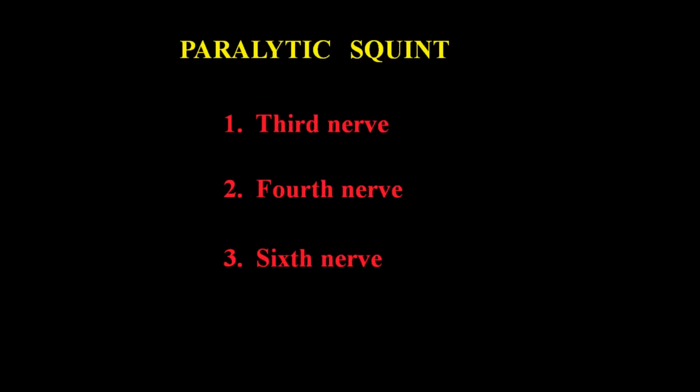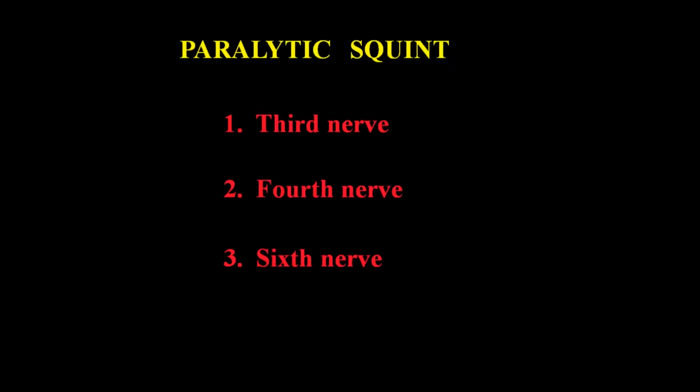Okay, today we'll be discussing paralytic squint. In paralytic squint, the etiologies are mainly the third, fourth, and sixth nerve. These are the three cranial nerves which are involved in movement of the eyeball. The third nerve supplies all the muscles except the lateral rectus and superior oblique muscle.